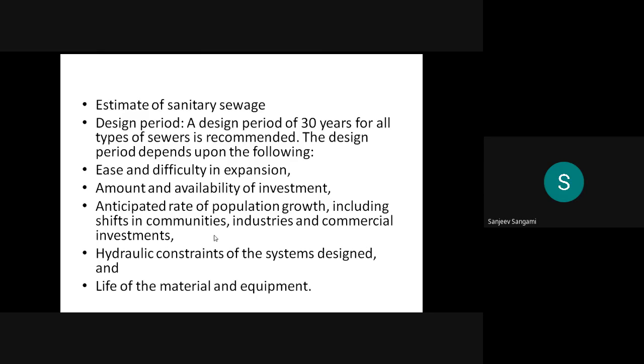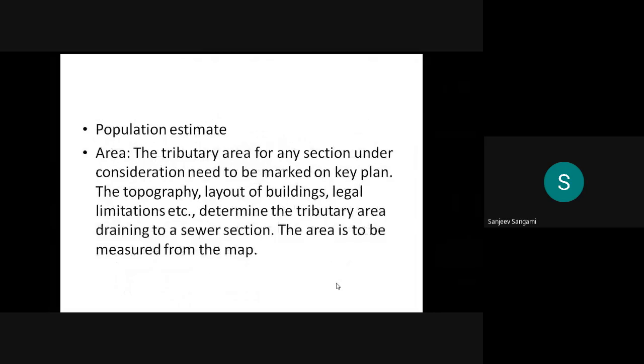So we will discuss the hydraulic constants in detail, and the list of materials as well as equipment is also very important when you are designing it. Then the population estimate, that we already did.